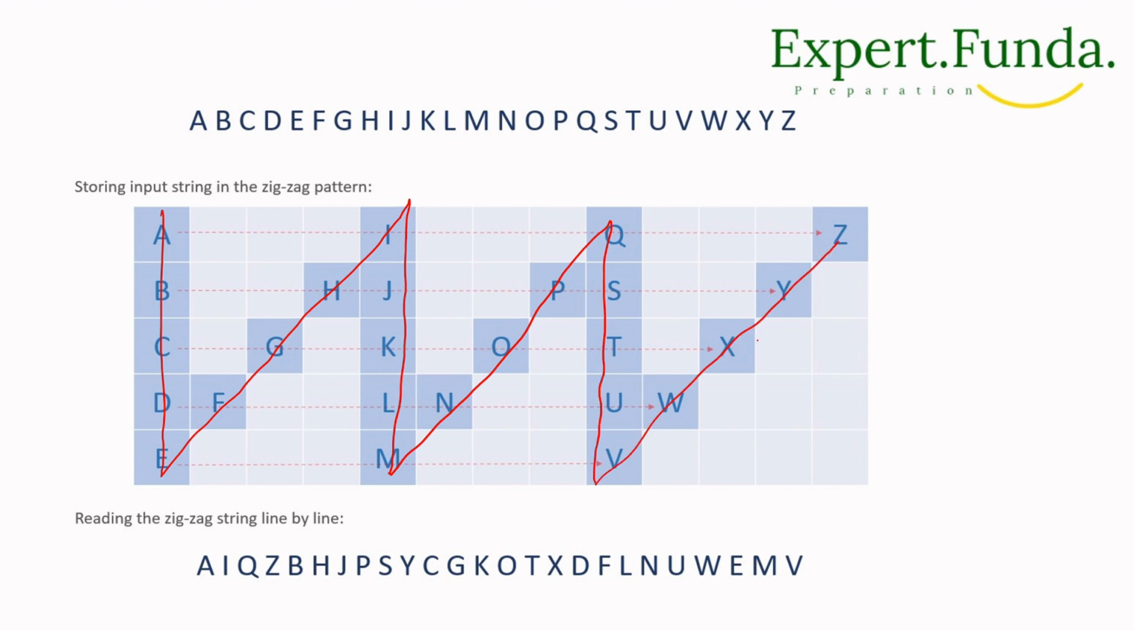Zigzag is completely different from spiral. Don't confuse spiral and zigzag. This is the zigzag pattern, and you have to read the zigzag string line by line.